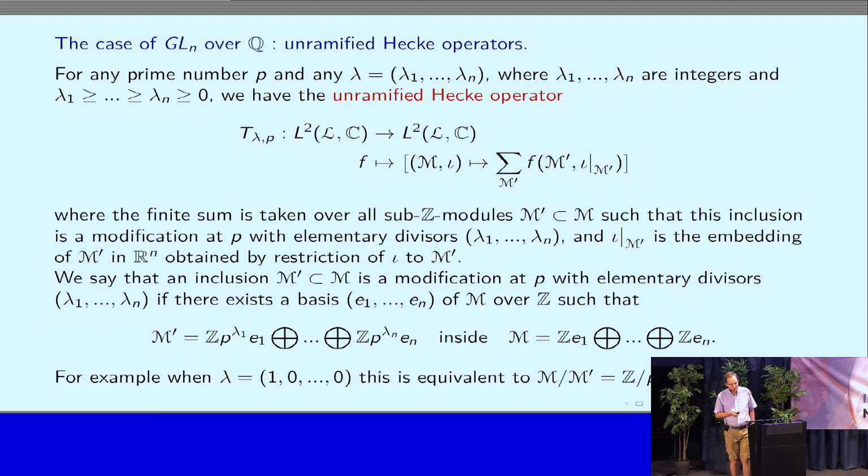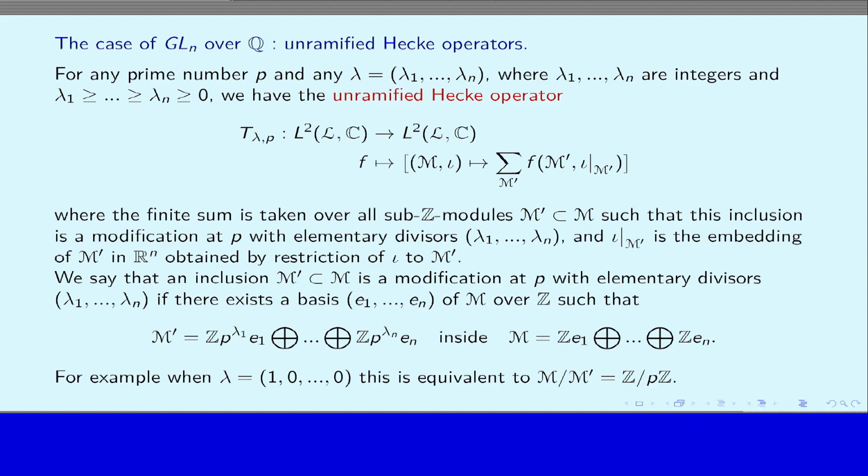So we say that an inclusion M' into M has elementary divisors lambda_1, ..., lambda_n and is a modification at p, not at other prime numbers, if there is a basis e_1, ..., e_n of M over Z, such that M' is given in this basis by the formula here, inside M with this basis vector. So for example, when lambda is (1, 0, 0, 0), then this is equivalent to say that M over M' is Z over pZ.